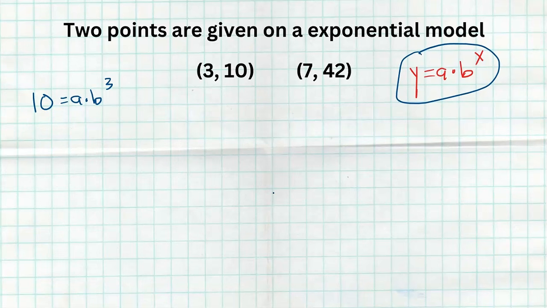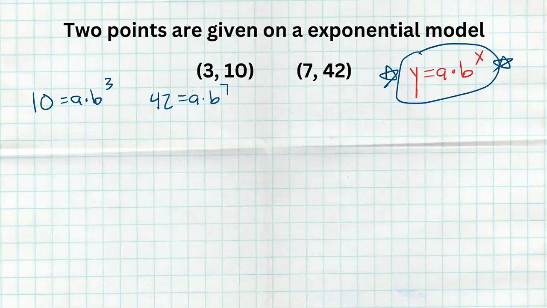So if I plug in 3, I get 10. But I also know that 42 is my output when I plug in 7. So there are my 2 equations I'm going to use to generate my a and b values. That way I could build my function or my model, right?